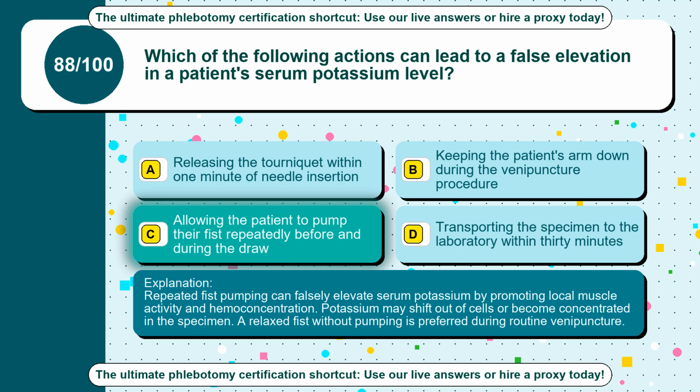Repeated fist pumping can falsely elevate serum potassium by promoting local muscle activity and hemoconcentration. Potassium may shift out of cells or become concentrated in the specimen. A relaxed fist without pumping is preferred during routine venipuncture.